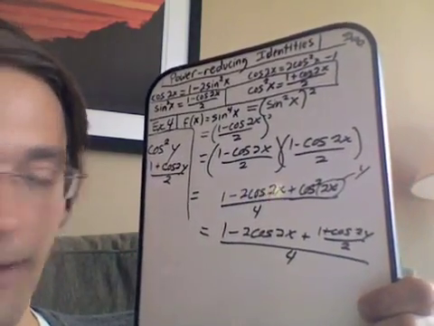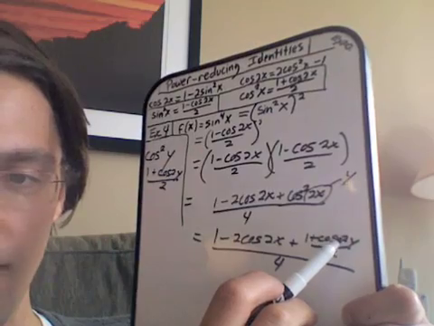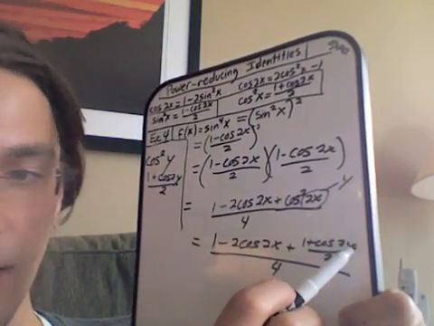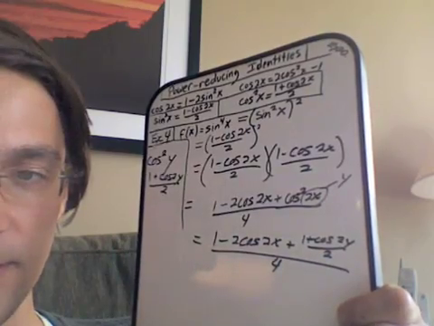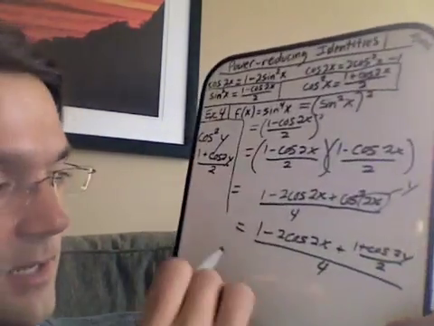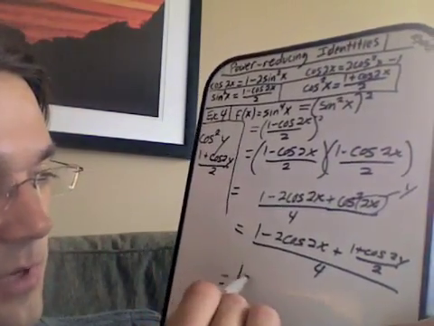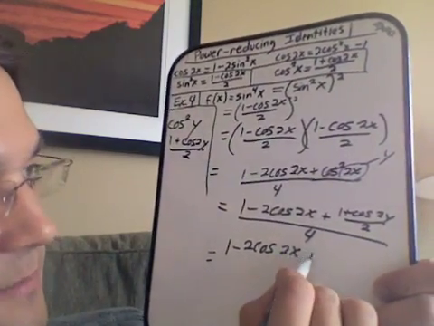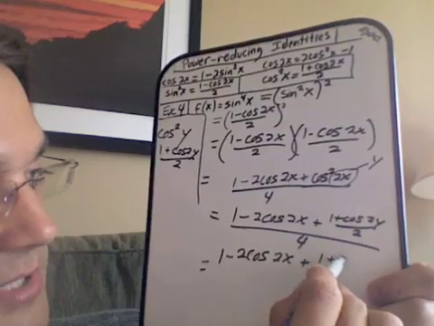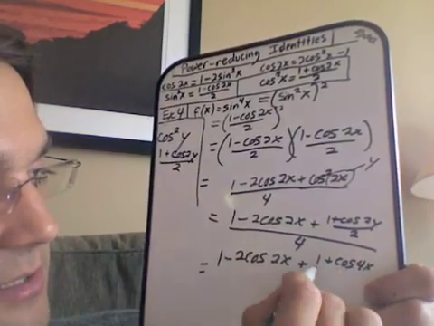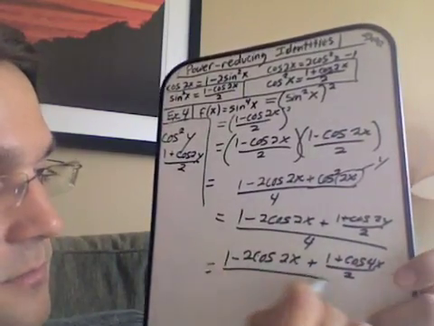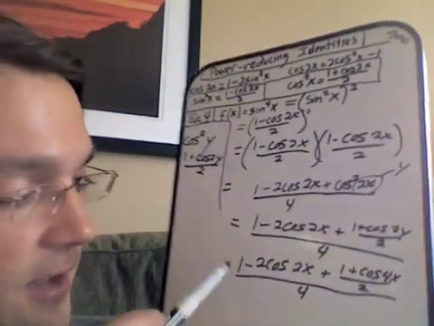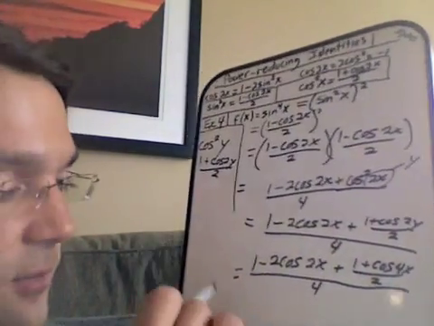Yuck! Right, now we don't want a y in there. We made y up. We have to fix it. Y is 2x. So 2y is how many x? Right, 4x. So what we really have then is 1 minus 2 cosine of 2x plus 1 plus the cosine of 4x all over 2 all over 4. Whew. Now, 1 over 4, that's just a fourth.